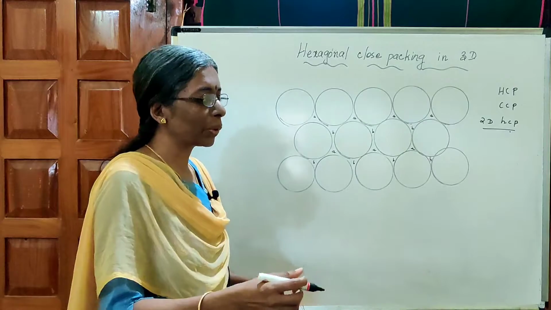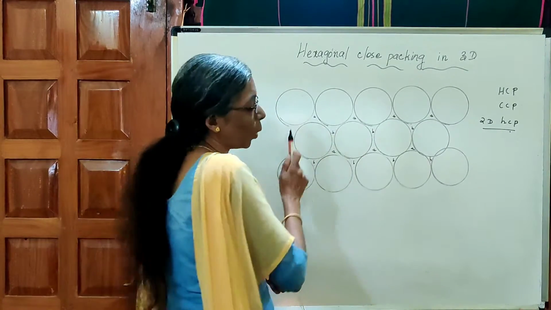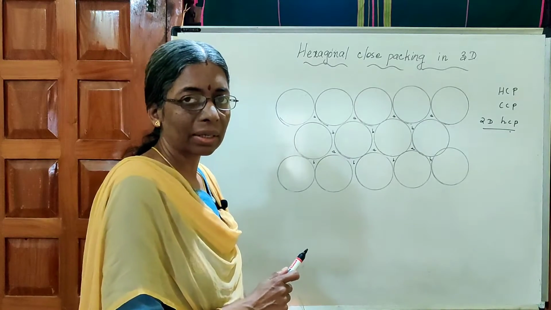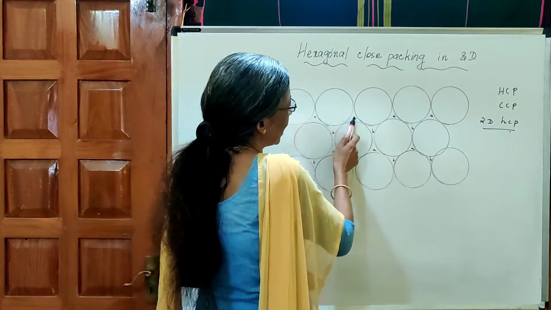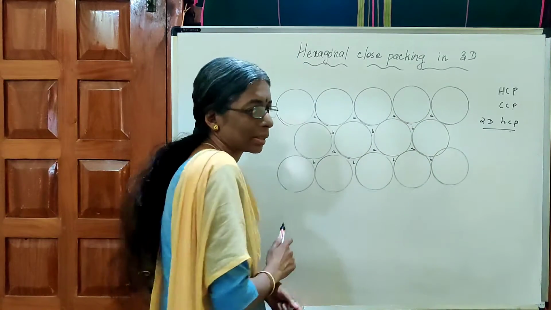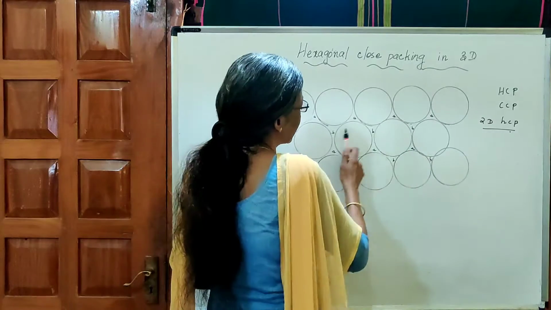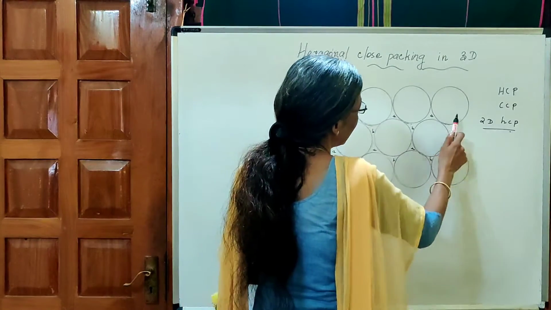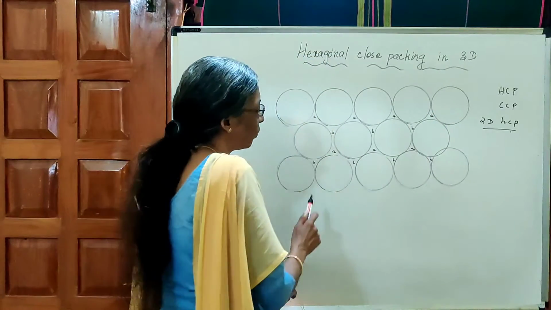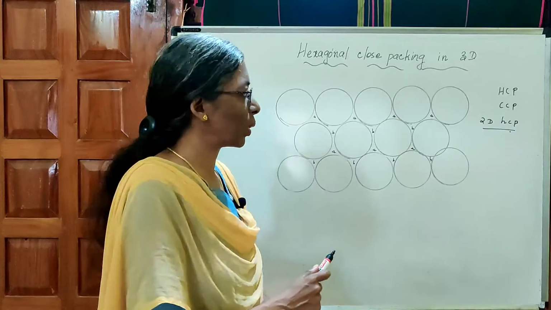Now you see here, when we draw this, two types of voids arise, right? What are the voids? To differentiate, the first one I have marked as A. The second void is B. Every void is a triangular void, right?